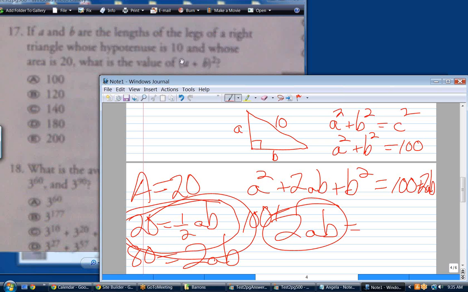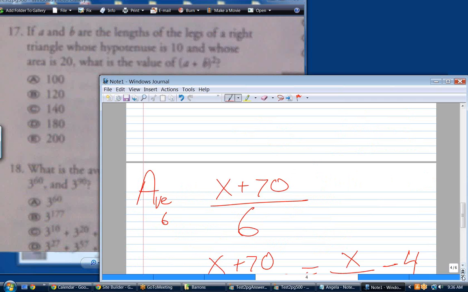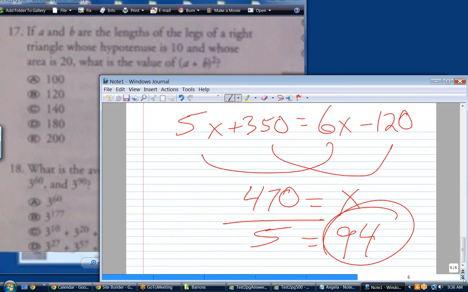The tricky part here is that (a + b) squared is not a squared plus b squared. But we know what a squared plus b squared is, so the only thing we need to solve for is the middle part, 2ab. And we're able to get 2ab from the fact that the area of the triangle is 20. And area is always a function of a and b.